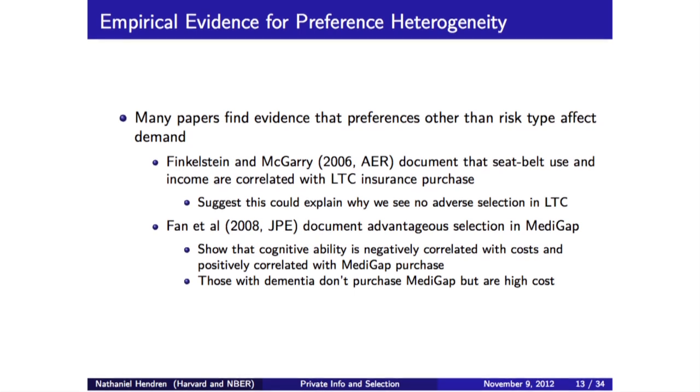So hence Medigap, right? What they document, quite surprisingly, is that the people who buy Medigap are actually lower cost than the people who don't. And so then they try to say, well, why is that? They find other characteristics that are both negatively correlated with your risk type, your cost to the insurer, and positively correlated with your demand for insurance. And what is the thing that they find? Well, they find cognitive ability.